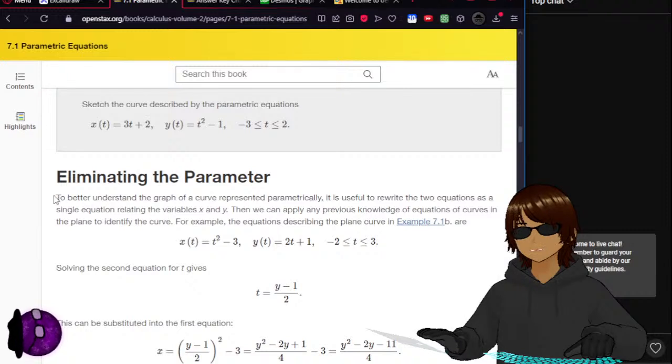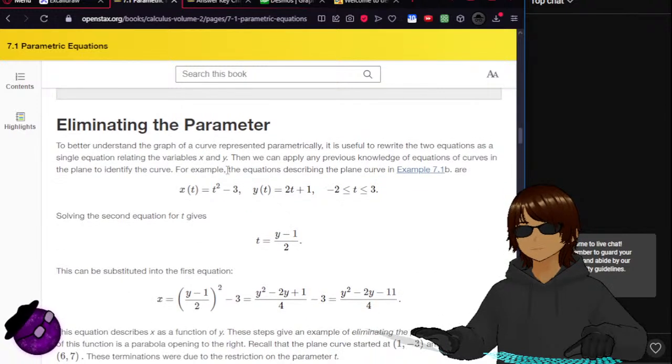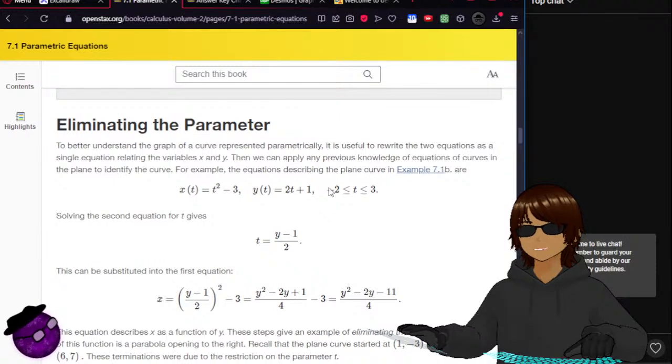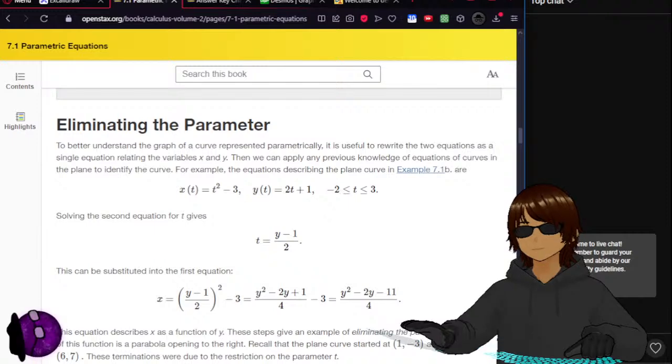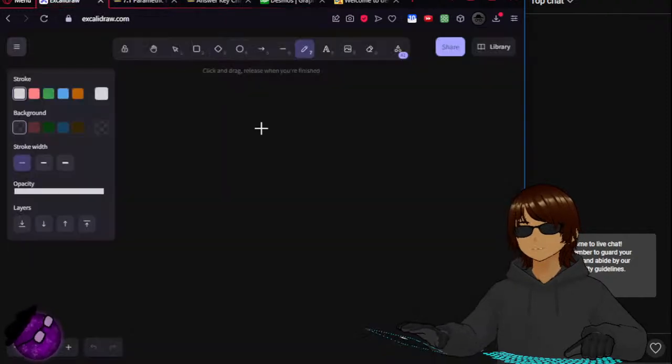Eliminating the parameter. To better understand the graph of the curve represented parametrically, it is useful to rewrite the two equations as a single equation in the variables x and y. Then we can apply any previous knowledge of equations of curves in the plane to identify the curve. For example, the equations describing the plane curve in 7.1b are these three. And let me just write it down.